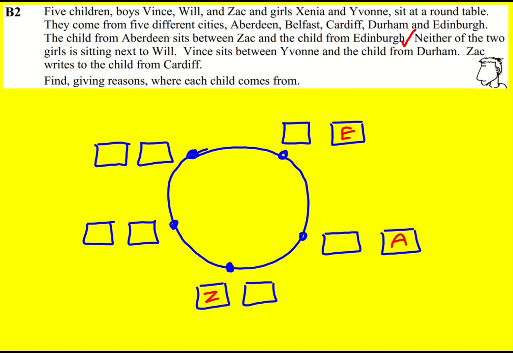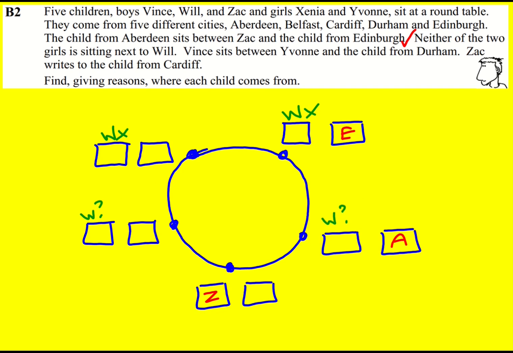Then it says, neither of the two girls is sitting next to Will. So if we put Will here, then you definitely end up next to a girl because there's 2 girls and there's only 3 spaces, 2 of which are next to Will. So that is not possible. And the same is true up here. Will can't sit here because then you can't have a girl here or here, but there's only then 1 space to put 2 of them. So this is not possible either. So Will is either here or here.